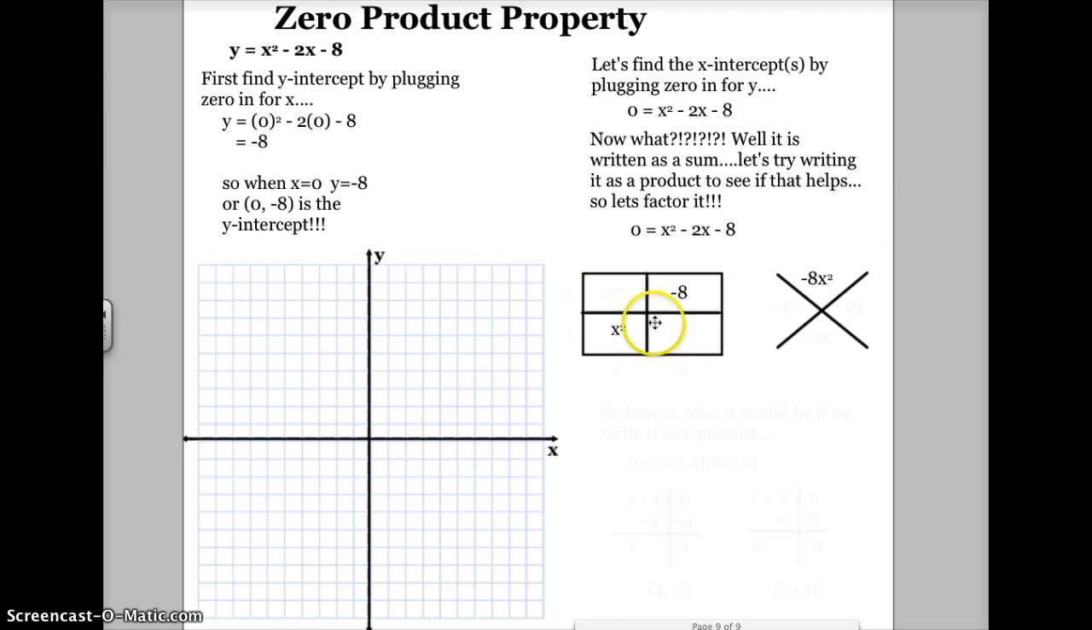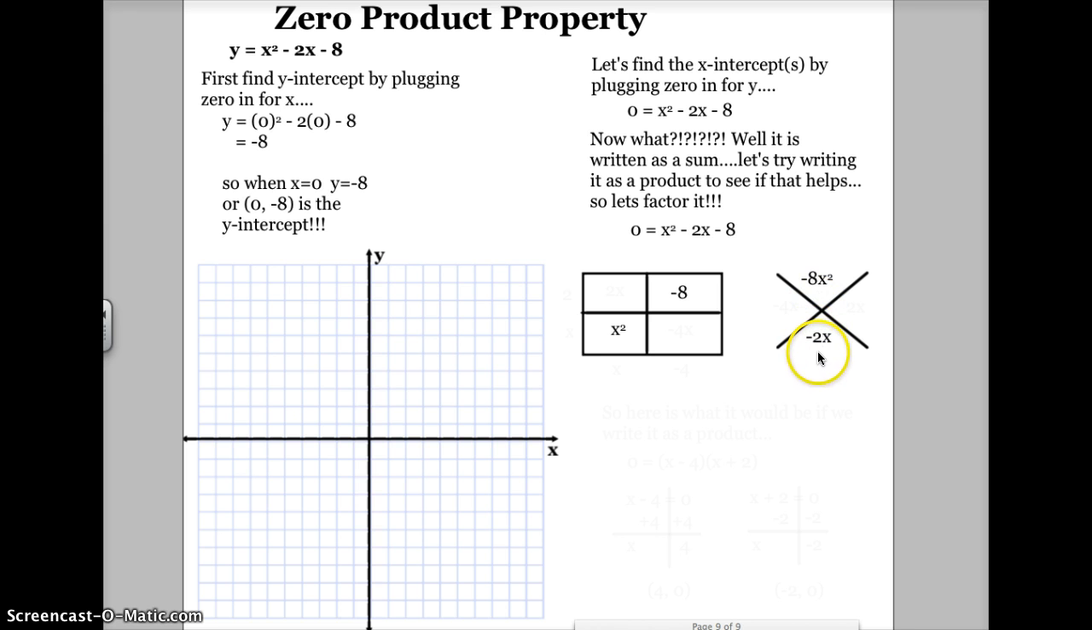But they have to have the sum of the middle term when my quadratic is written as a sum. So it's got to have a sum of negative 2x. And what I mean by that is these two boxes have to add up to negative 2x. So I'm going to put that down in my diamond problem also. Now to get a negative product, I know one of my factors has to be negative and the other has to be positive.